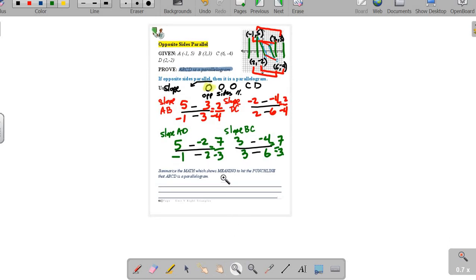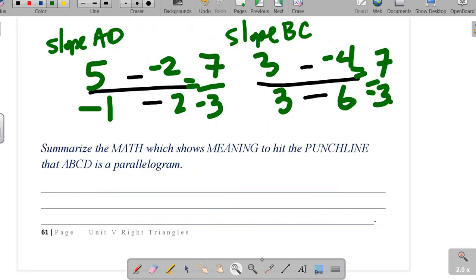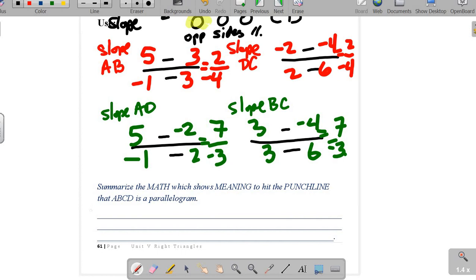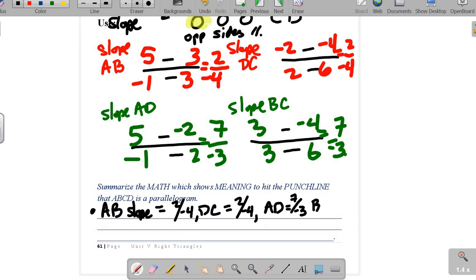Math, meaning, punchline. Make sure each of these is at least 3 sentences. I'm going to bullet to make it easy. So we know that AB slope is 2 over negative 4, DC 2 over negative 4, AD 7 over negative 3, BC 7 over negative 3. There's your math.